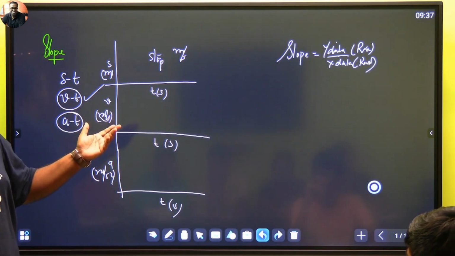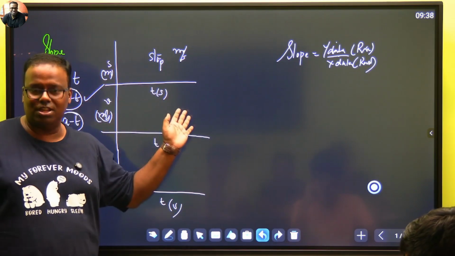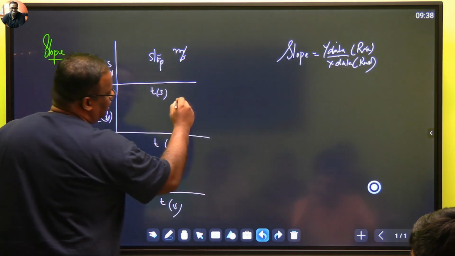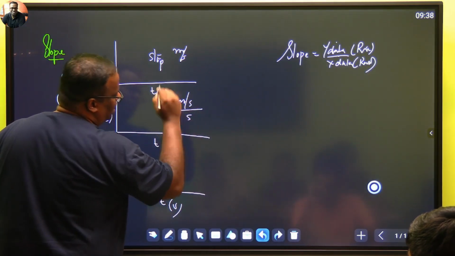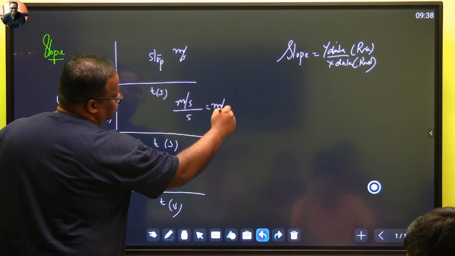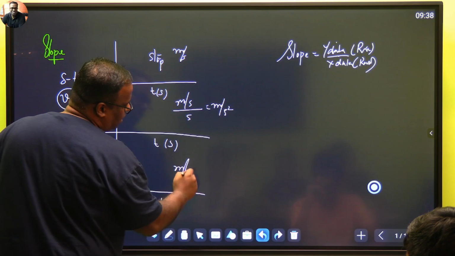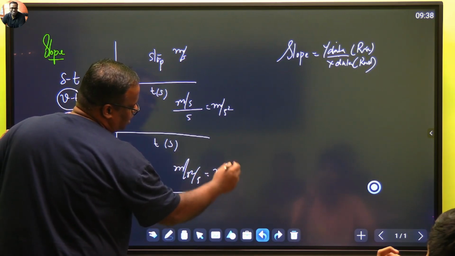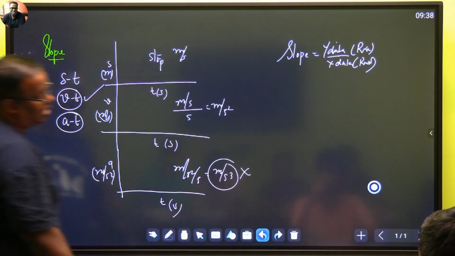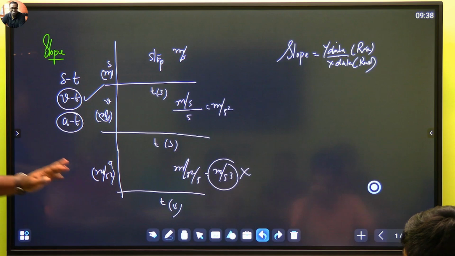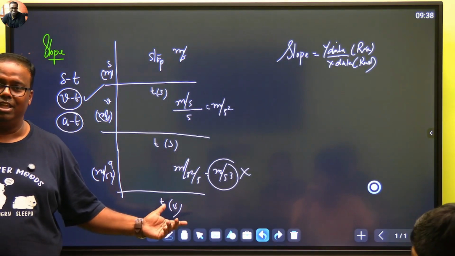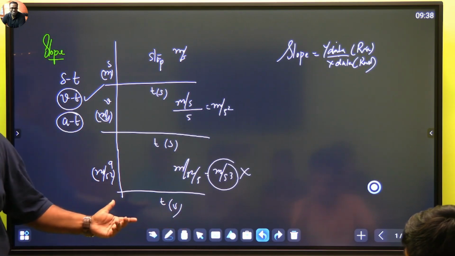That means in an ST graph, the slope speaks about speed or velocity. That's why when we used to show speed, we used to use a distance time graph. If you see a VT graph, then it is meter per second over second, which is meter per second square. And here it will be meter per second square over second. This quantity, meter per second square over second, we do not define at our grade 9 level. So the AT graph slope does not give us any data.